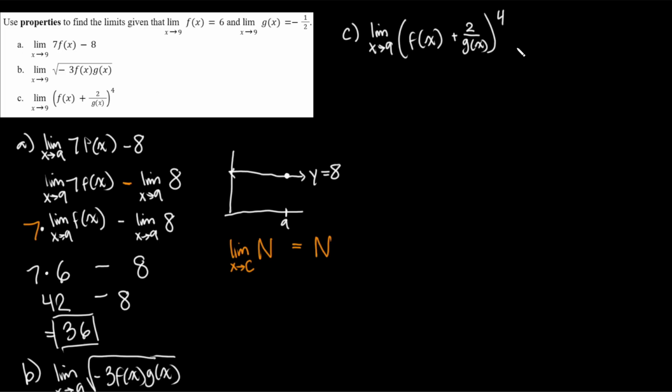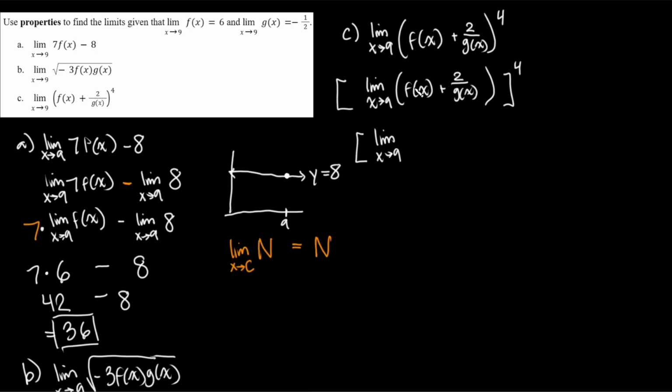And so right off the bat, let's get rid of this exponent. So we can rewrite this as the limit, in fact, I'll write my brackets, as x goes to 9 of f of x plus 2 over g of x to the 4th power. Now, I see some addition inside this limit, so let's break it up. And so I'll rewrite it as the limit as x goes to 9, don't forget my bracket, of f of x plus the limit as x goes to 9 of 2 over g of x to the 4th power.